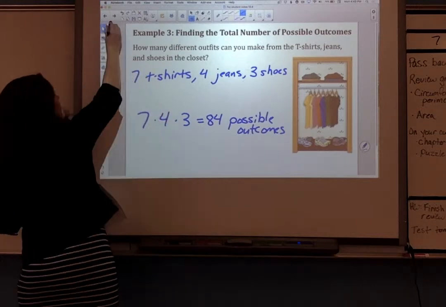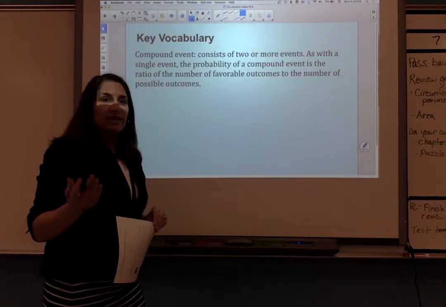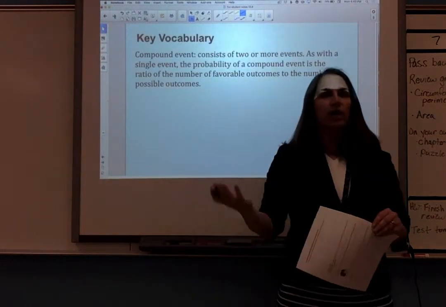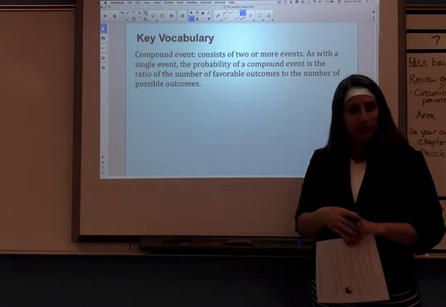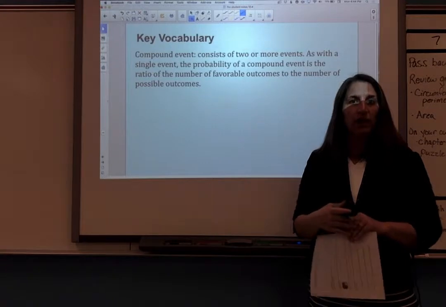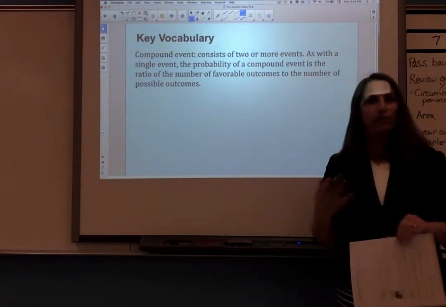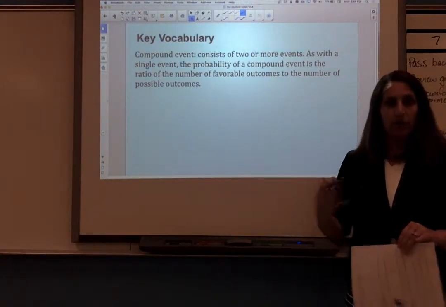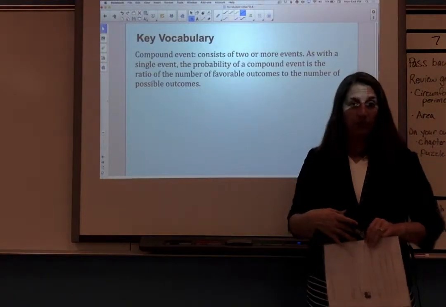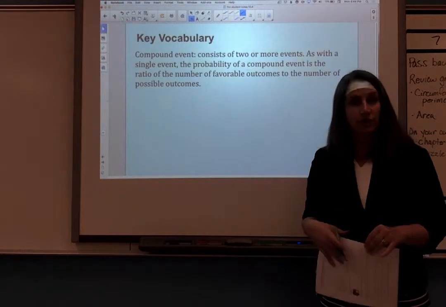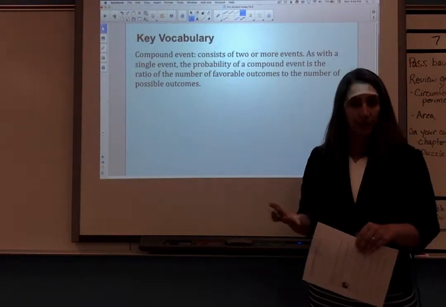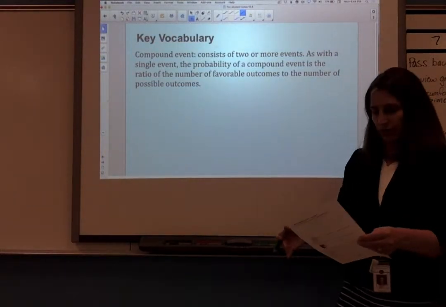All right, now let's get into this idea of the compound event. A compound event consists of 2 or more events. As with a single event, the probability of a compound event is the ratio of the number of favorable outcomes to the number of possible outcomes. It's just a little bit more complicated because we might need to use that fundamental counting principle to find out the number of outcomes, which we now know how to do.